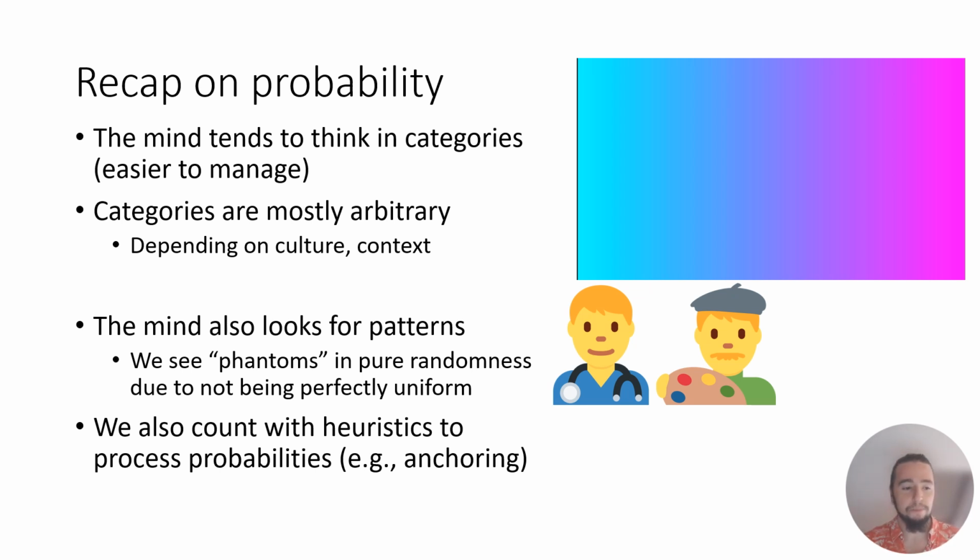In addition, it's important to remind ourselves that the mind is also looking for patterns, to the point that many times we see phantoms of patterns that aren't really there in pure randomness, because it is not perfectly uniform. That's the typical example in cognitive psychology when they need to present some stimuli and create pseudo-random series of stimuli, to ensure that the participants are not getting trapped in the illusion that they are getting some patterns there and need to react to them. Okay, so in addition to this, we also have some heuristics that process information and probabilities, for example, anchoring.